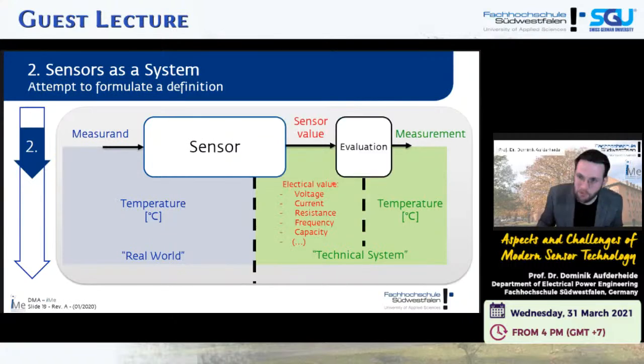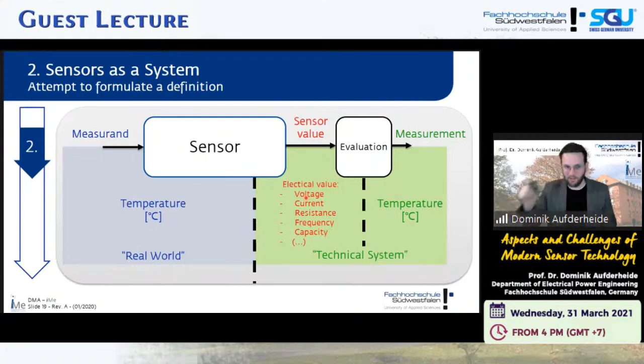In most cases, in order to read a measurement in our technical system, we need to transfer the physical measurement, for example the temperature, into an electrical value. Because at the end, we want to read the temperature as an electrical value like voltage, current, resistance, frequency, capacity, whatever it will be, any kind of unit which I can read with a technical electronic system. I cannot read temperature directly. I can just read, for example, a resistance, which depends on the temperature in the real world. And based on this sensor value, I could then derive in the technical system the associated temperature.